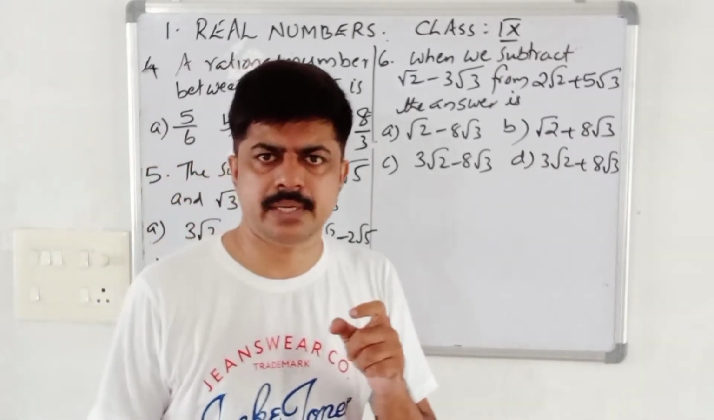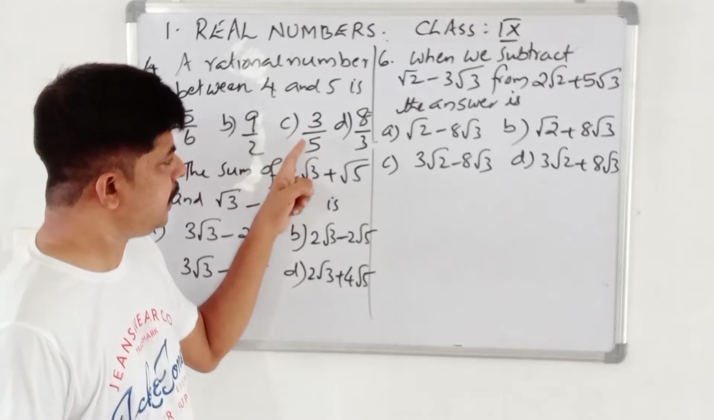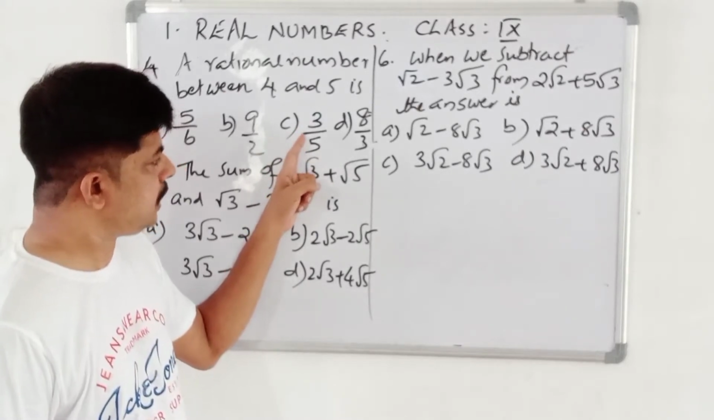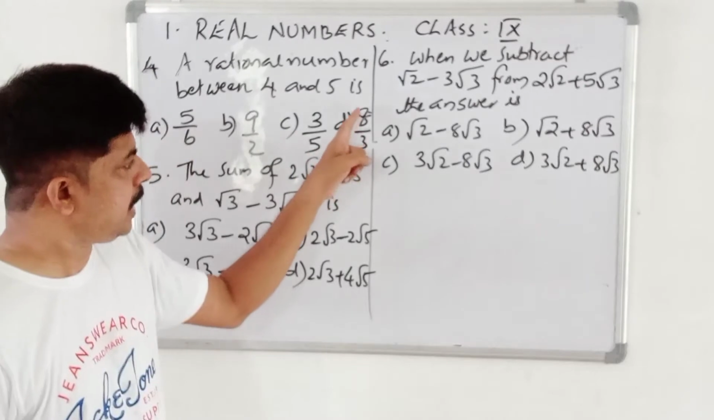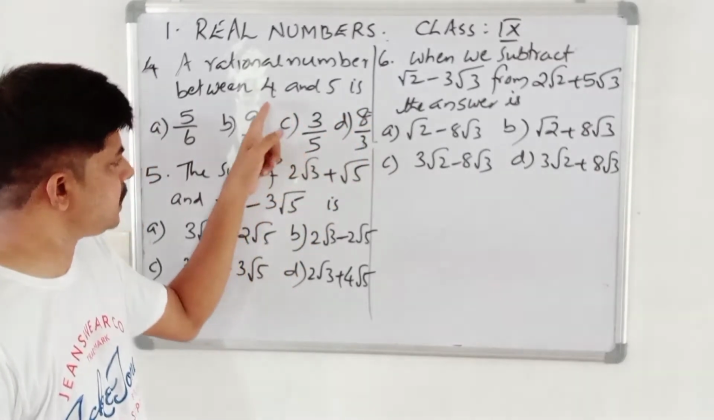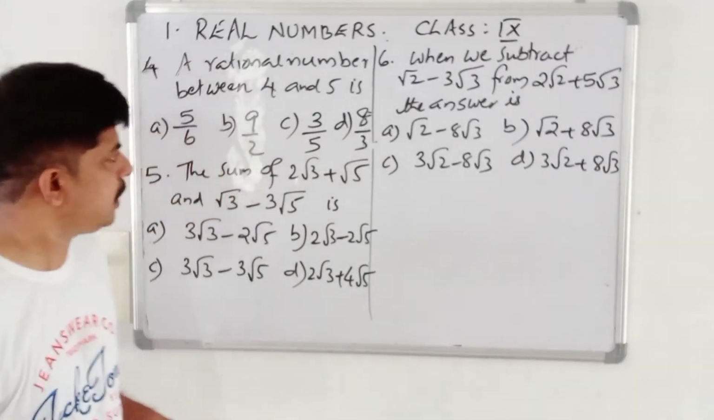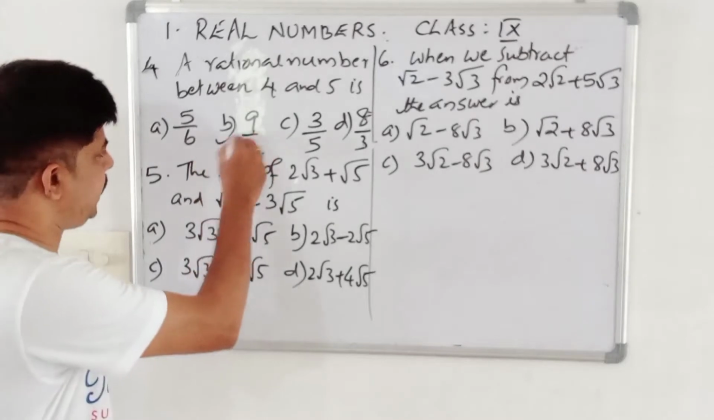9 by 2 is 4 point something. 3 by 5, of course, this is not an improper fraction. Definitely 8 by 3. 8 by 3 is 2 point something, 3 goes 2 times in 8. Therefore, we know that our correct answer is option B, 9 by 2. 9 by 2 we know that is 4.5. Therefore, the answer is option B.